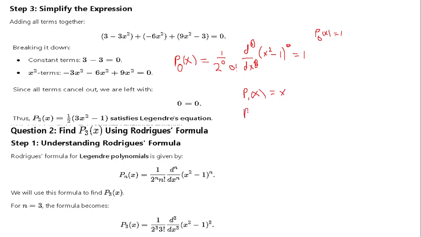If you do for P2 of x, you will get 1 all over 2 into 3x to the power 2, plus 1. So now the question is find P3.